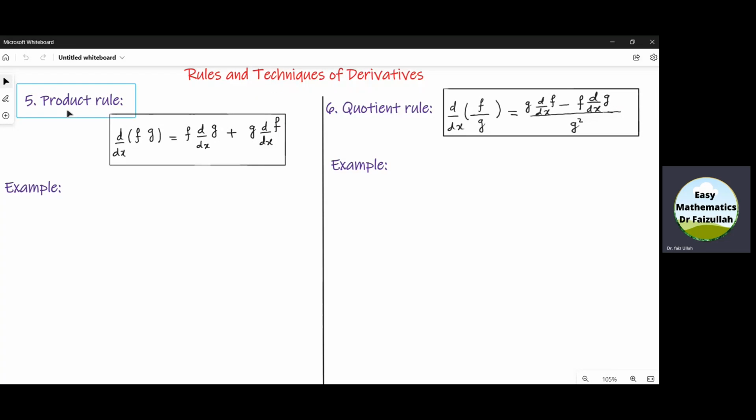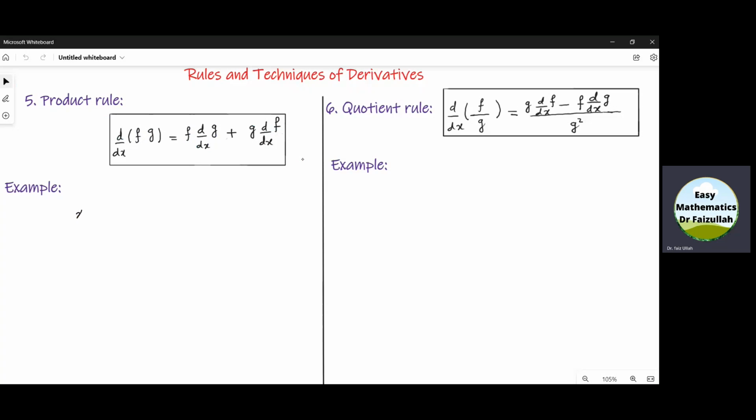We use the product rule when two functions are given in product. Then we call one function the first function and the other the second function. Let us say f is the first function and g is the second function. Then the differentiation is equal to first function times differentiation of the second function plus second function times differentiation of the first function. Let us explain it by some example.